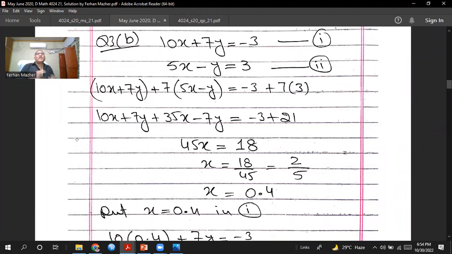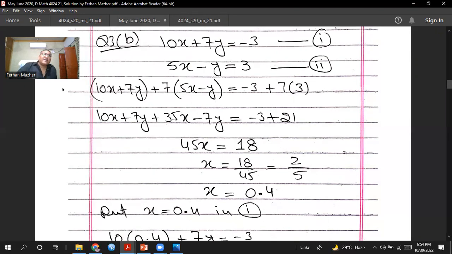So you can see 10x plus 7y is equal to minus 3. So that's the first equation. 5x minus y is equal to 3. That's the second equation. So what I will do, I will multiply the second equation by 7 and then I will add both these equations.